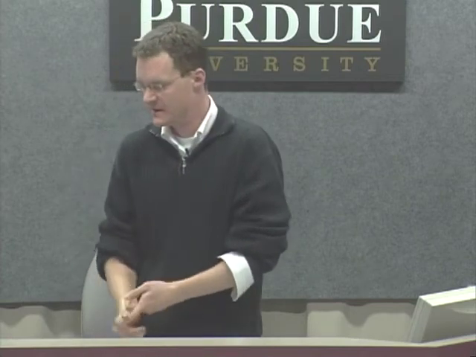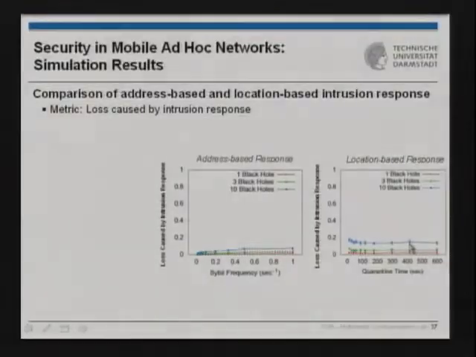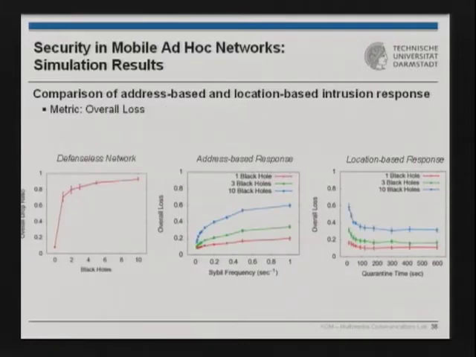So for the address-based intrusion response, this loss is quite low because we just exclude one singular point from the network, just one node. If we consider the location-based approach, this is clearly a drawback because we do not exclude one singular point from the network, but exclude a certain area from the network. So we also exclude nodes that are located in proximity to a misbehaving node, but are well-behaving, so could be used for routing. So this is clearly a drawback which we addressed in further work, and I will come back to this later. So this is the overall loss.